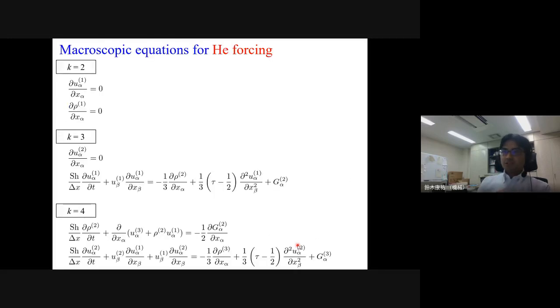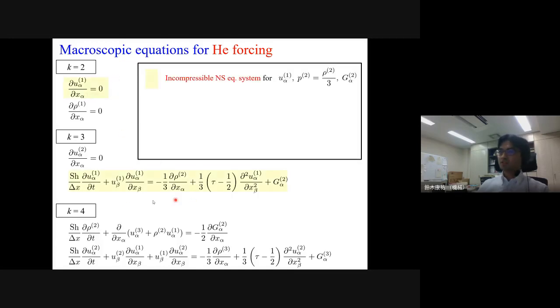Okay, let's see the resultant macroscopic equations for He forcing. These are for k equals 2, k equals 3, and k equals 4. Among these equations, we can find these two equations are the incompressible Navier-Stokes equation system for U1, rho 2, that is P2, and G2. In addition, we can find that these two equations are homogeneous linear equations for U2 and P3 when G3 is 0.